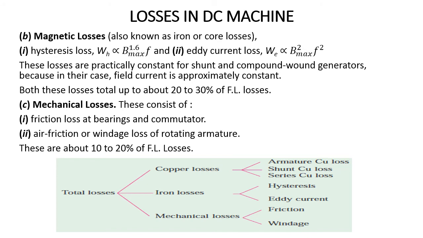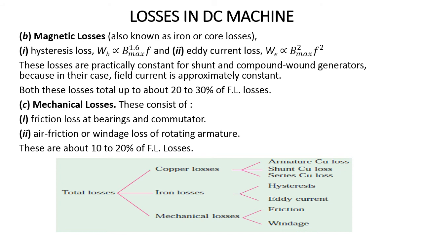Hysteresis loss is directly proportional to the maximum flux density to the power of 1.6 and also directly proportional to frequency. Eddy current loss is directly proportional to the square of the maximum flux density and the square of the frequency. Both these losses total up to about 20 to 30% of full load losses. The third type of losses in DC machines are mechanical losses. These consist of friction loss at bearings and commutator, and air friction or windage loss of the rotating armature.